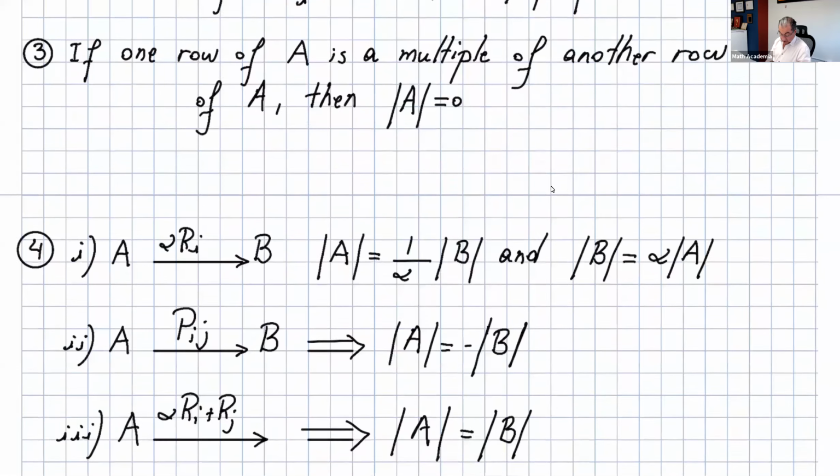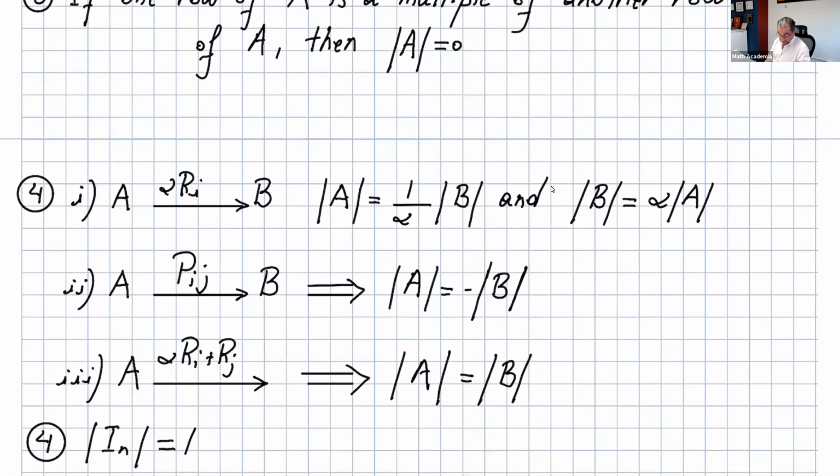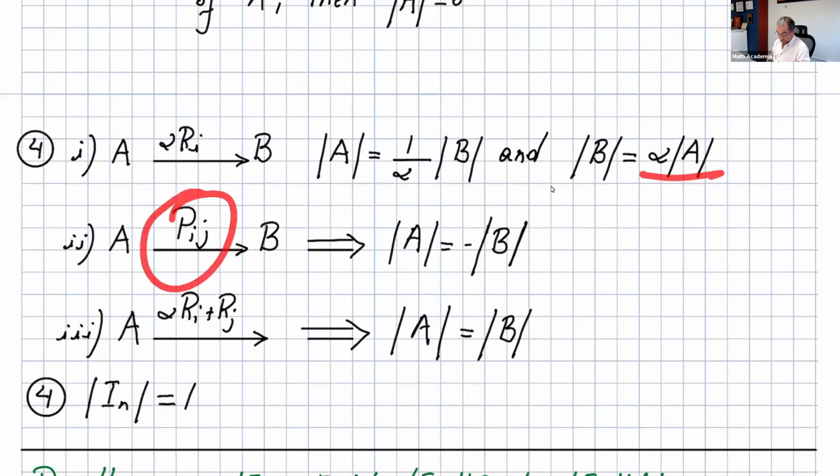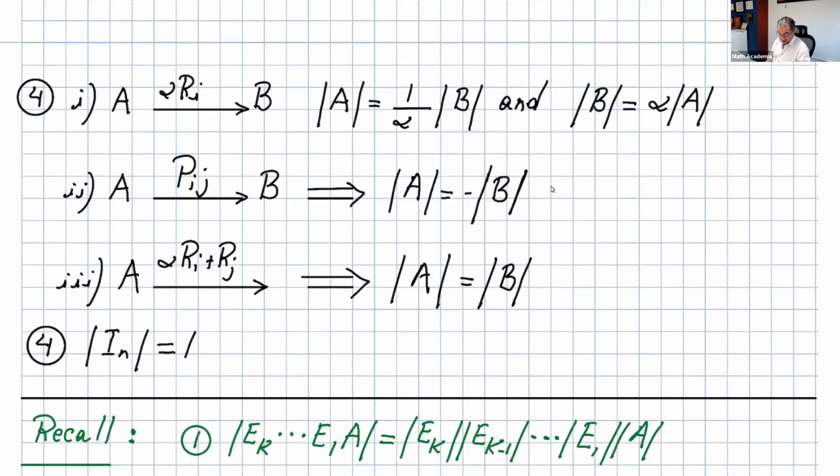And for the row operations, I put in a summary. When you multiply a row by a constant alpha, then the determinant of A is 1 over alpha times the determinant of B, or you can say the determinant of B is alpha times the determinant of A. When you interchange two rows, you change the sign of the determinant. When you add a multiple of one row to another row, the determinant stays the same. This is basically the summary of what we did.